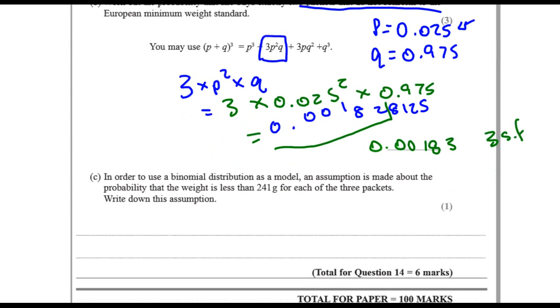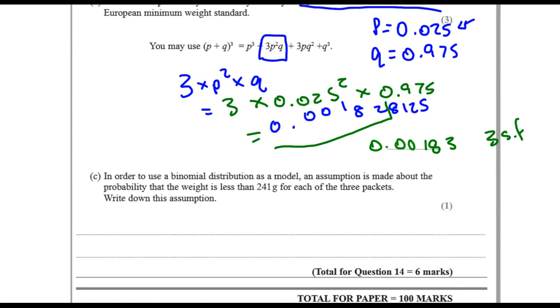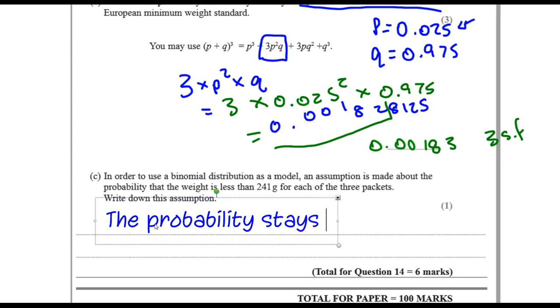Part C. This is the final question. In order to use binomial distribution as a model, an assumption is made about the probability that the weight is less than 241 grams for each of the 3 packets. Write down this assumption. Well, about the probability, we've assumed that the probability stays the same, stays constant.